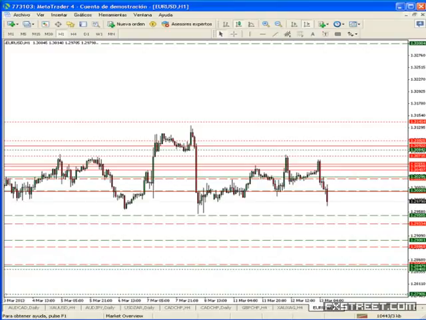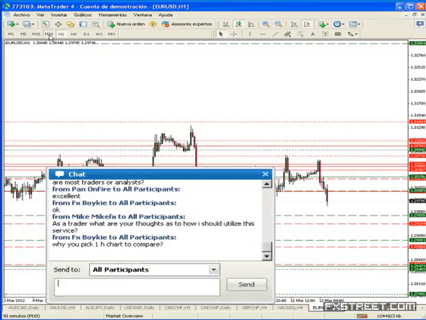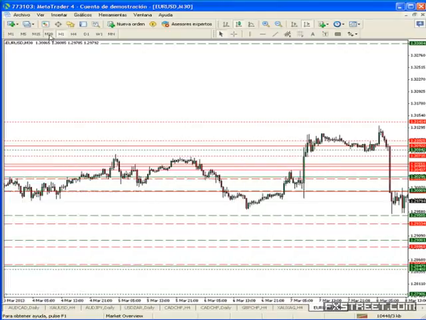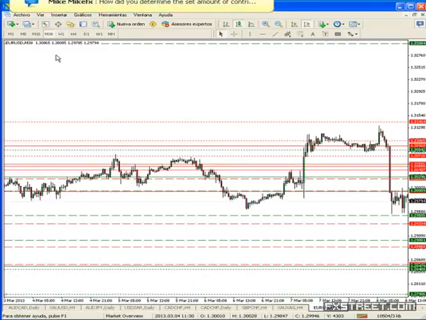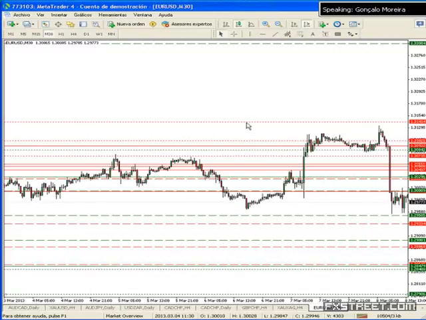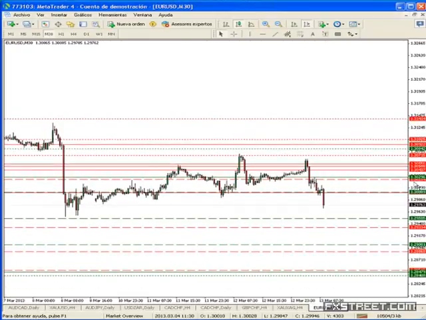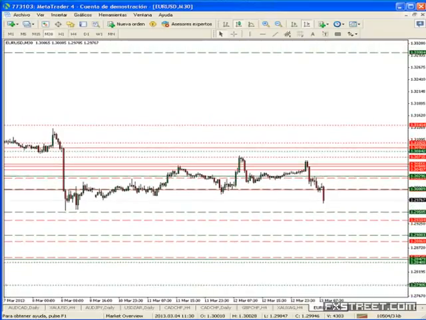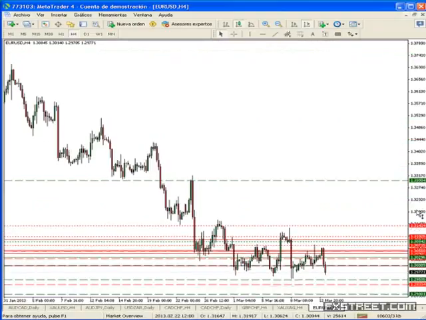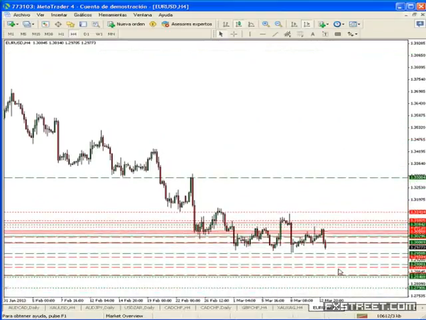Why did you pick the 1 hour chart to compare? Well, I could go deeper into lower time frames. We could switch. I'm switching right now to 30 minutes. This is any time frame that makes the information clearly visible. That means if I'm going to a 4 hour, probably the information gets a little bit confusing.